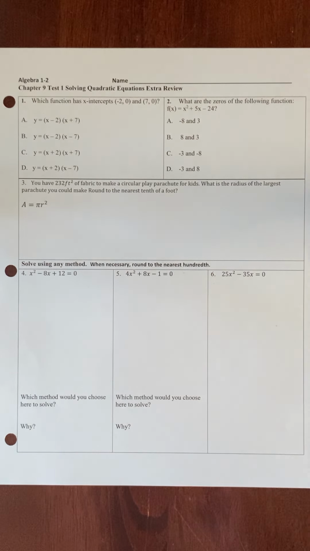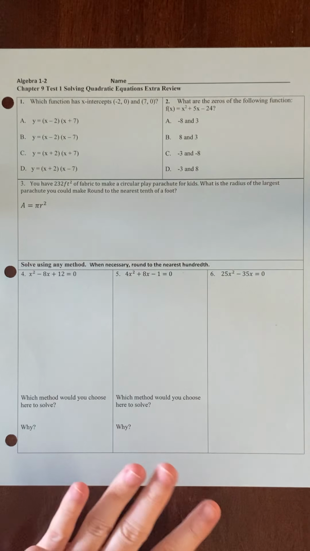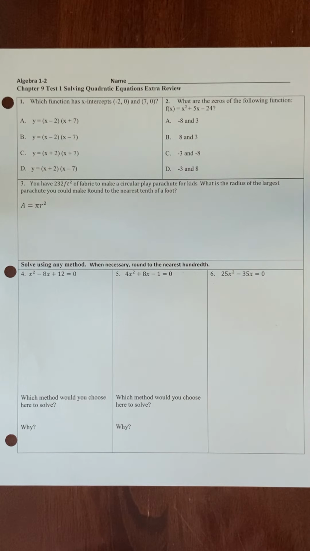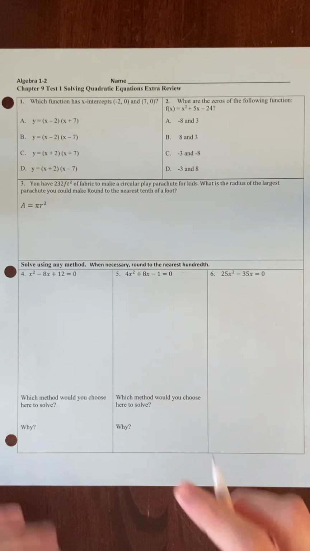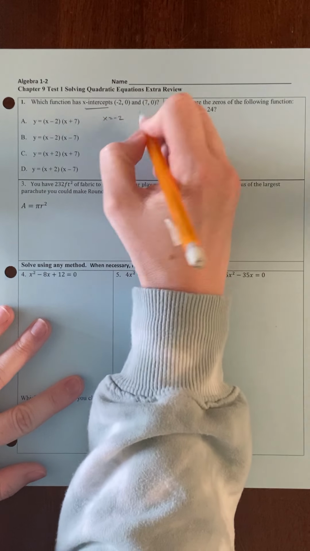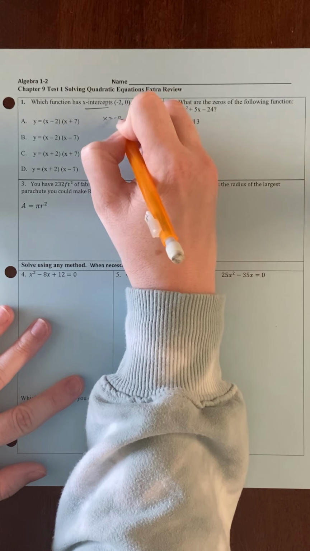In this video, I'm going to be going through the Chapter 9, Test 1, Solving Quadratic Equations extra review. So for the first problem here, it says, which function has x-intercepts (-2, 0) and (7, 0)? Okay, well, the x-intercepts mean that this is when x is equal to -2 and x is equal to 7.